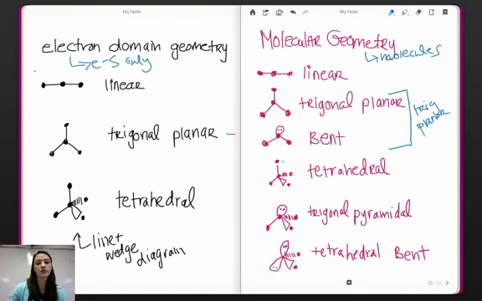Okay. For tetrahedral, we have 4 electron domains. And if one of them is unbonded, you have one lone pair. It's going to be trigonal pyramidal. Right here you can see, it looks like a pyramid. 1, 2, 3, 4. Like a pyramid. Okay, trigonal pyramidal. And then the last one is going to be tetrahedral bent. So it's going to be bent, but it's going to be tetrahedral. So these are the names right here of your tetrahedral electron domains.